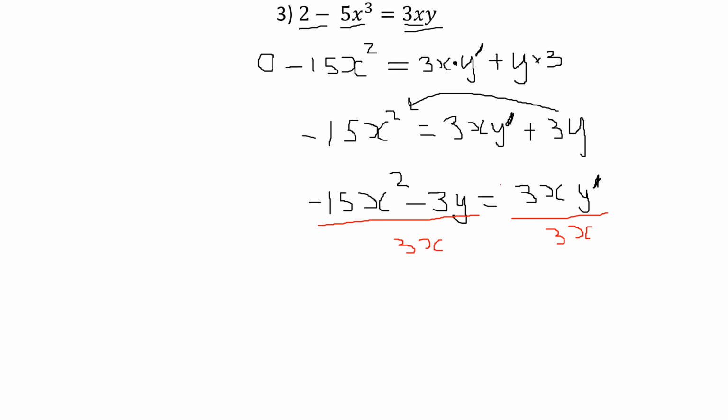Right, and here now 3x cancels 3x, and that leaves us with the golden answer of, and again I'm just replacing places, y prime is equal to negative 15x squared minus 3y, all divided by 3x. Yep, all divided by 3x. And that is our answer.